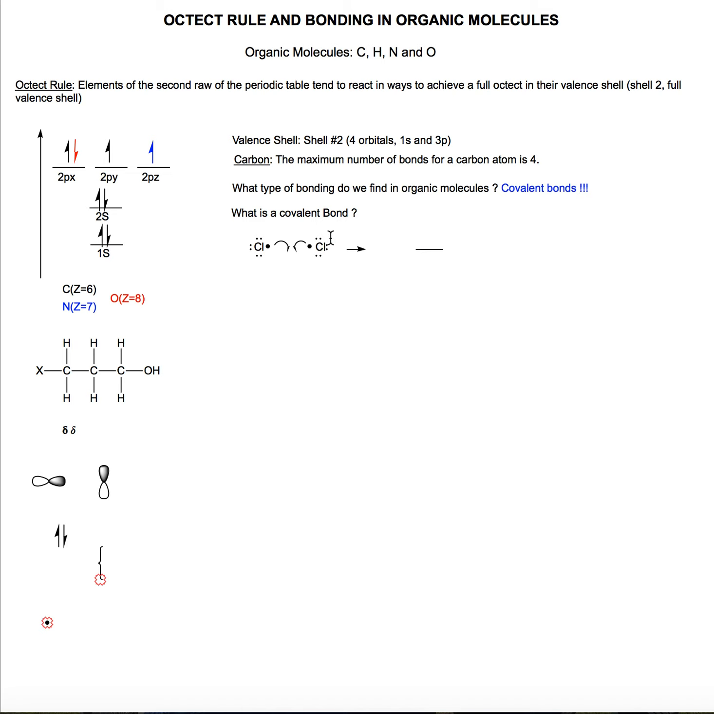So a line means a bond. A bond has 2 electrons, 2 orbitals are participating in a bond, and that would be a chlorine molecule, okay? And this is a covalent bond. It is a covalent bond because, once again, the electrons are shared between the 2 atoms forming the bond. So covalent bonds, I'm going to write over here, sharing electrons.